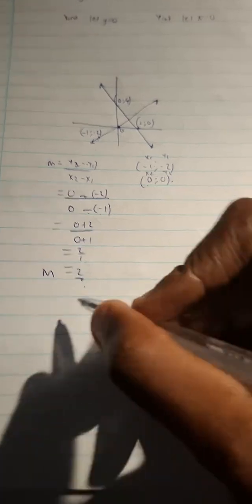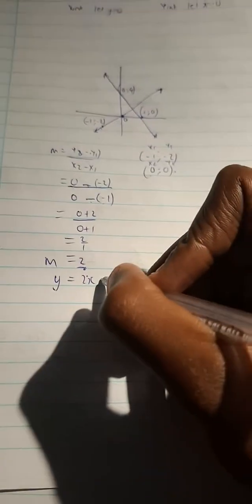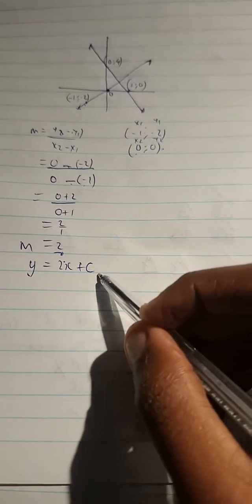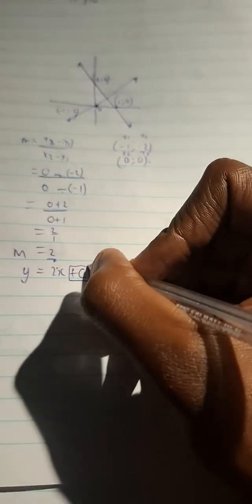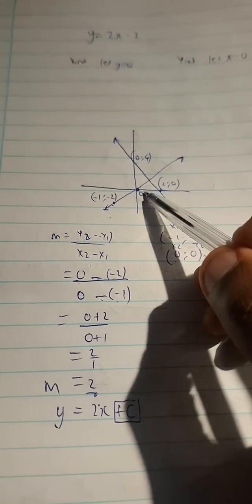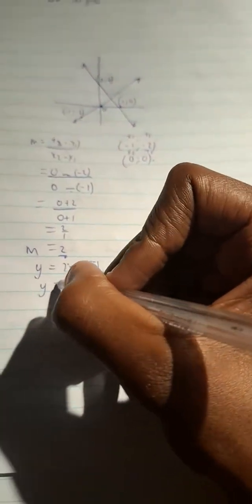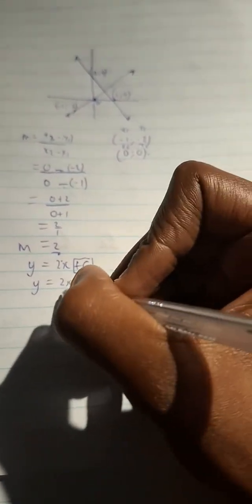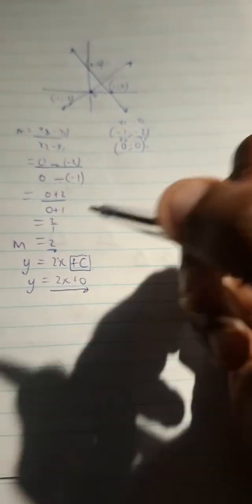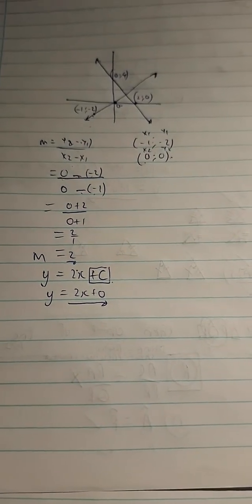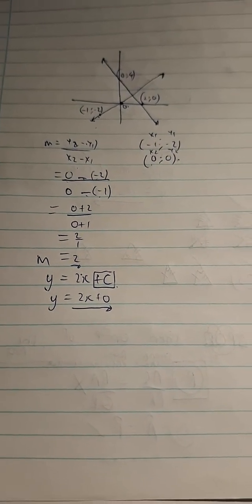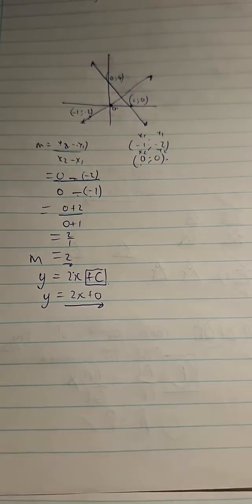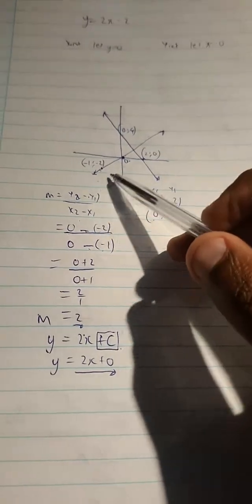So now I can write down the equation. Y is equal to 2x. Remember, there's a c there, which stands for the y-intercept. I already know what the y-intercept is. It is 0. So I'm going to write y is equal to 2x plus 0. I can leave it like this, or I can say y is equal to 2x alone without the 0, because at the end of the day, that means the same thing. So that's the equation of this line.